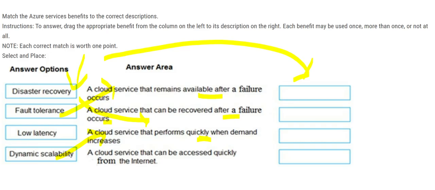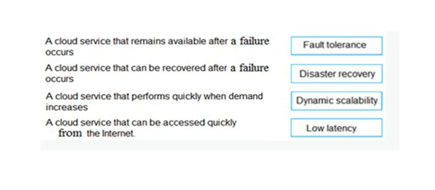So the cloud service that can be accessed quickly from the internet. See, low latency. To type www.amazon.com, what happens? You want the website to display as fast as possible. That is low latency. So this is the final answer.